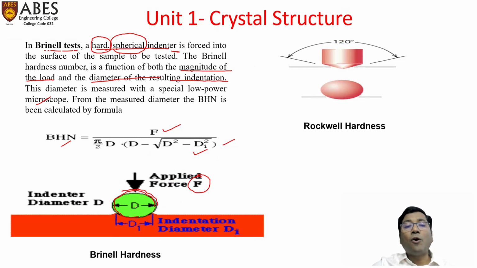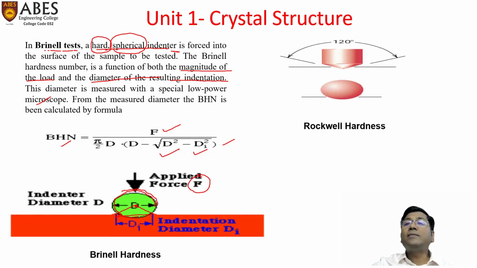Since it is spherical, we can solve this triangle and deduce the relation BHN equals F upon pi by 2 D into D minus root over D square minus di square. So the Brinell hardness number can be achieved from this relation, with an indenter of spherical shape, and hard tungsten carbide or hardened steel can be used for the Brinell hardness test.